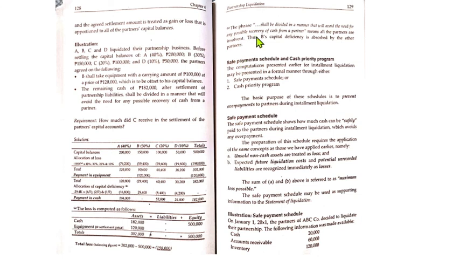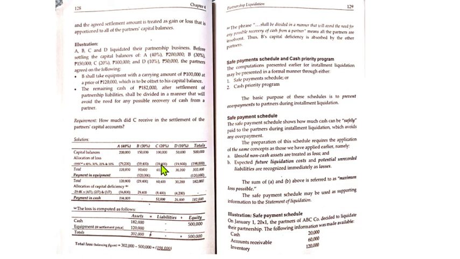Okay, you have to read this. The phrase shall be divided in a manner that will avoid the need for any possible recovery of cash from a partner. Ito yung diniscuss natin kanina. Means all the partners are insolvent. Thus, B's capital deficiency is absorbed by the other partners. Okay.